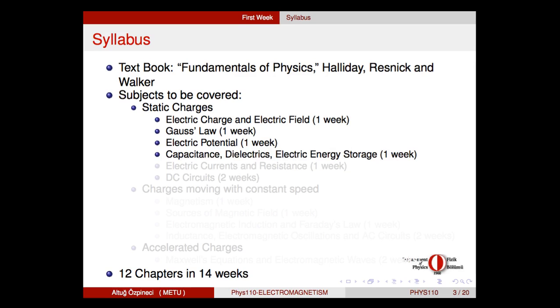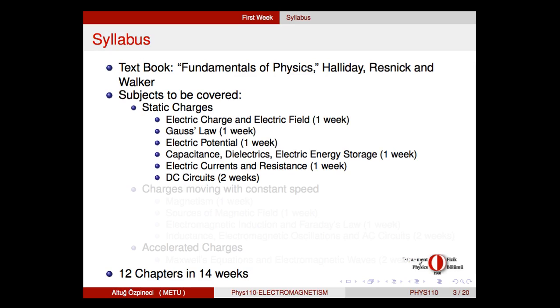Then the capacitors. If you have ever opened up an electronic device, you have probably seen some cylinders inside or some very small disc-like objects which look like lenses. Those are called capacitors, which contain dielectrics, and they store electric energy. And of course, all those devices work by manipulating electric currents, and then we will study some simple circuits.